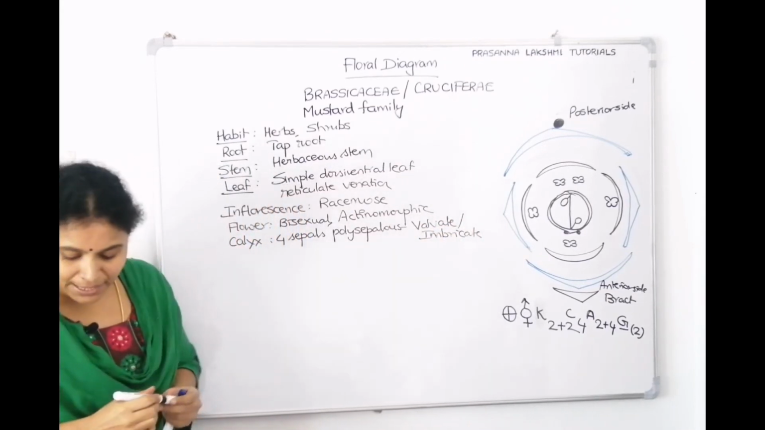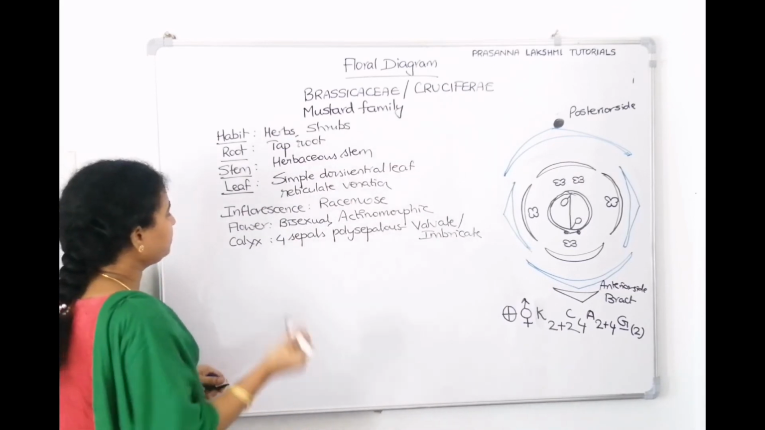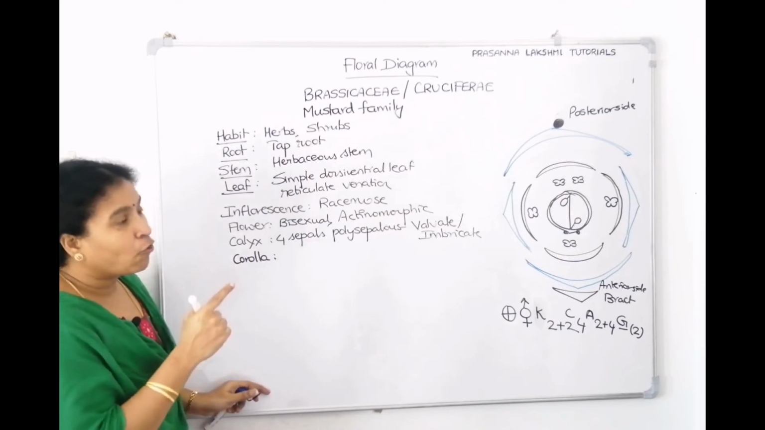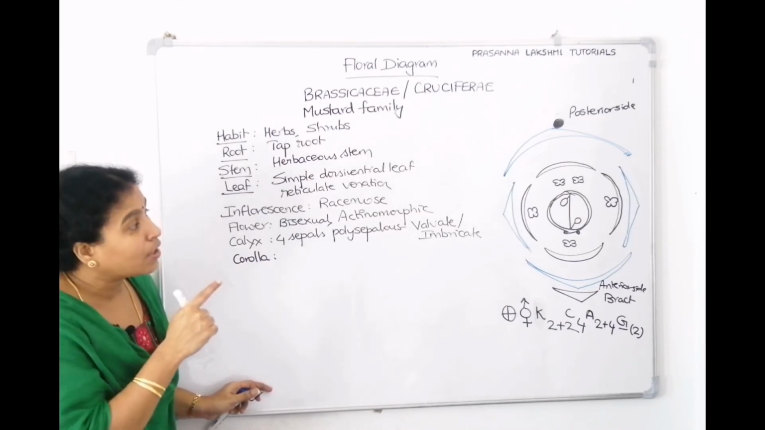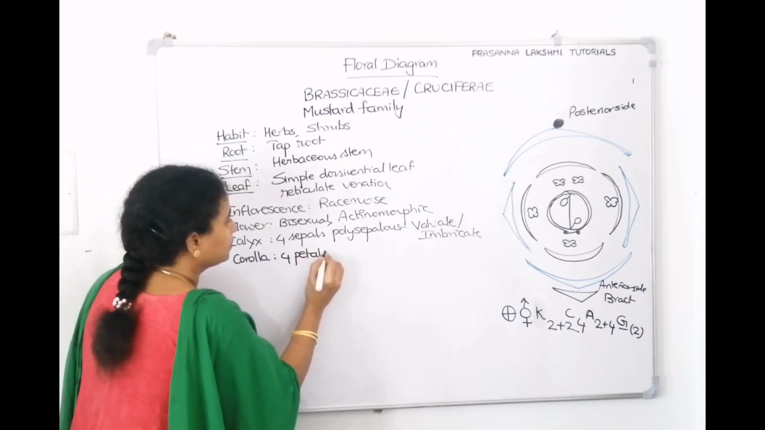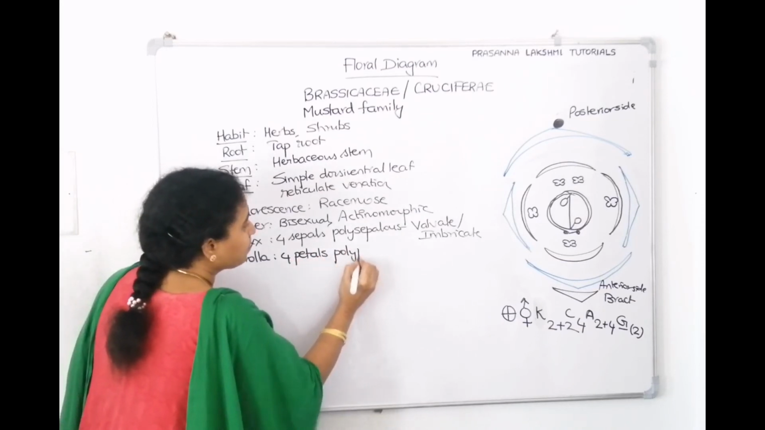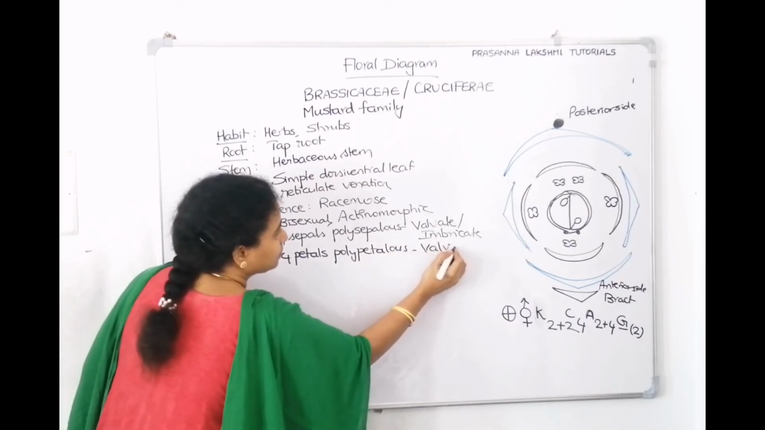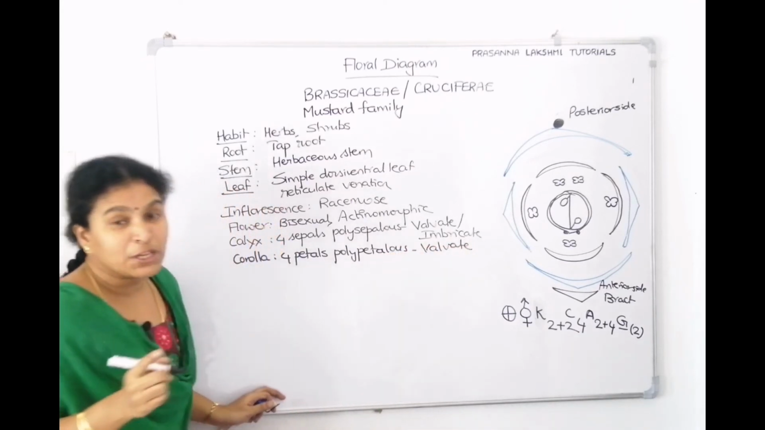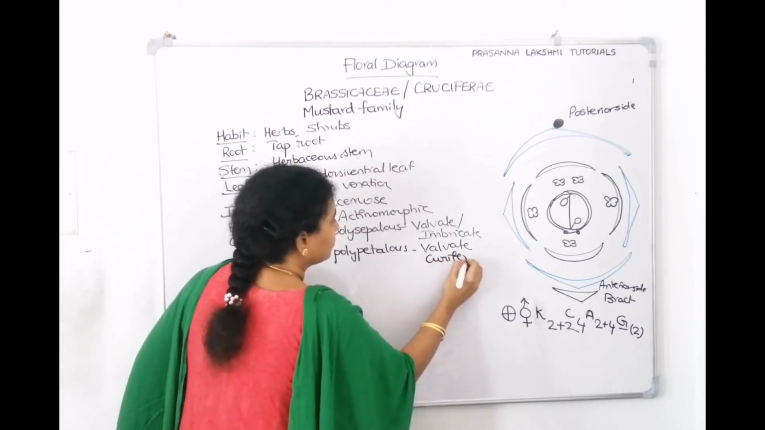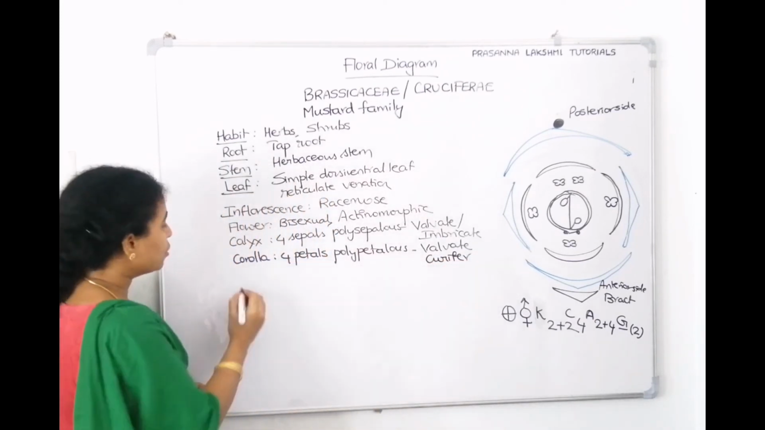Now when we have to write about corolla, 4 members are there in one ring only, they are not fused, it is poly. So 4 petals are there, polypetalous, perfect valvate aestivation. It is cruciform, it is cross shaped. Then coming to androecium.